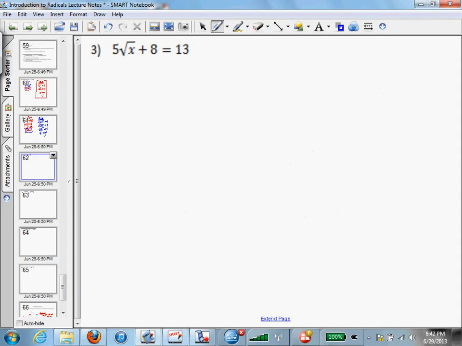Okay, looking at example 3, we have 5 times the square root of x, plus 8, equals 13. We don't want to start off by doing the square root right away because not a whole term is set aside with it. What we actually want to do first is subtract 8 from both sides of the equation. When we do that, we're left with 5 square root of x equals 13 minus 8, which leaves you with 5.